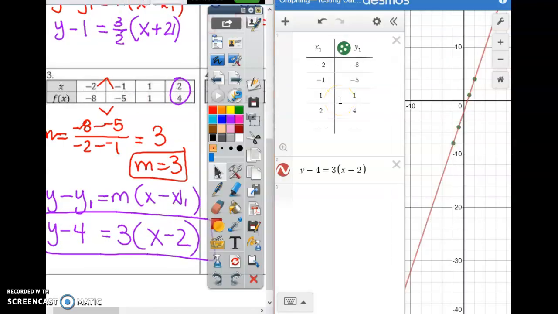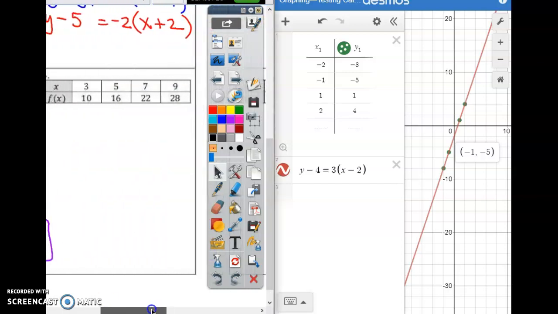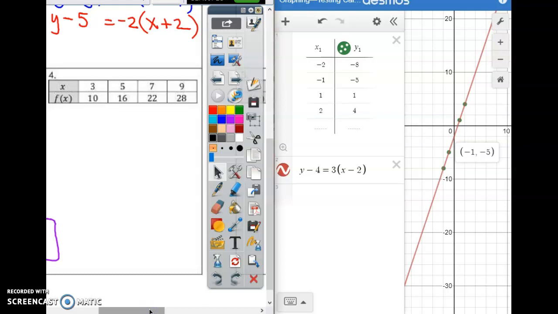All right, so when you put the table and the equation, it goes through all 4 points. So that is my answer. Let's do one more. We're going to do the slope, m equals, subtract the y's, that's 10 minus 16 over, subtract the x's, pay attention, 3 minus 5.